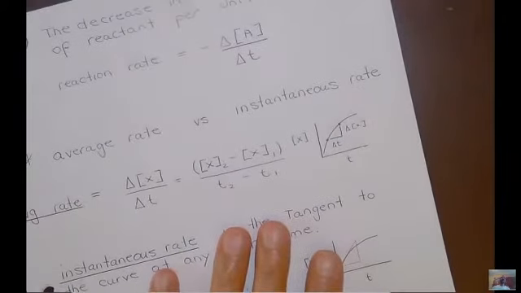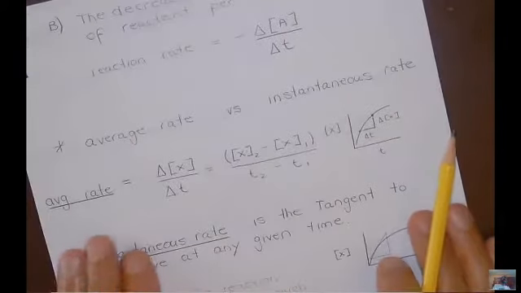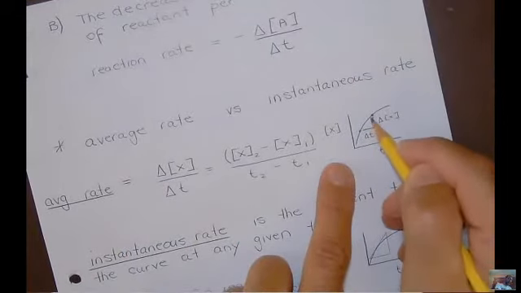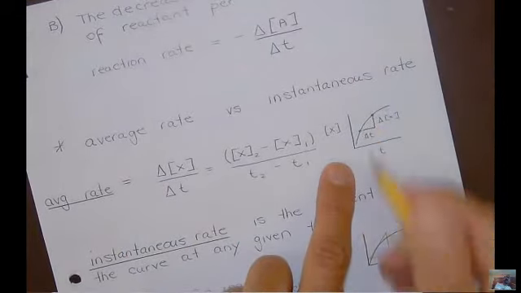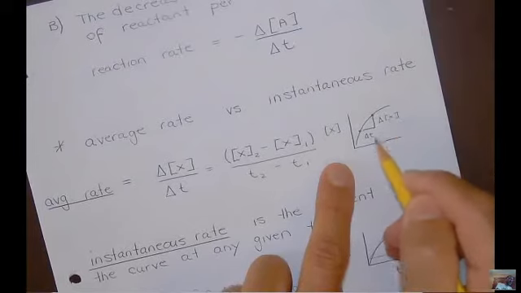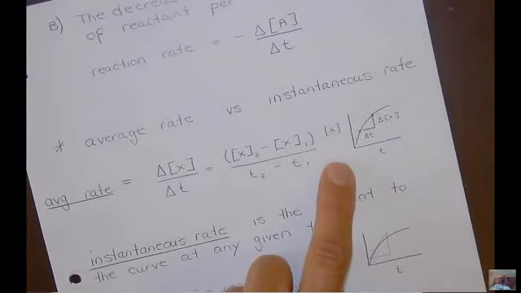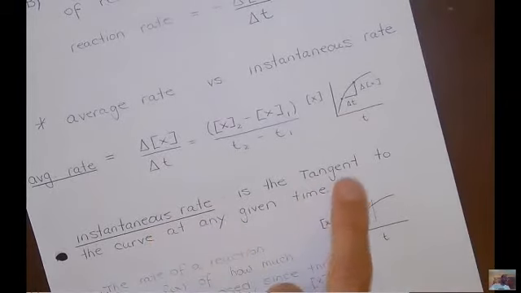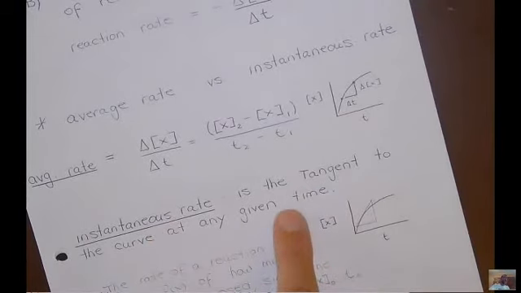Okay, so going back to the notes, here is the average rate. All I do is take from this point to this point, even though it's not a straight line, I pretend it's a straight line, okay? Pretend it's a straight line, and I take the change in x over the change in t. For my instantaneous rate, the instantaneous rate is the tangent to the curve at any given time.